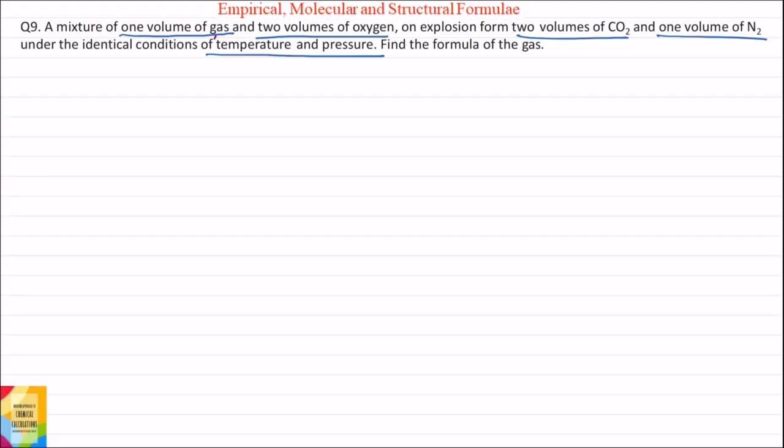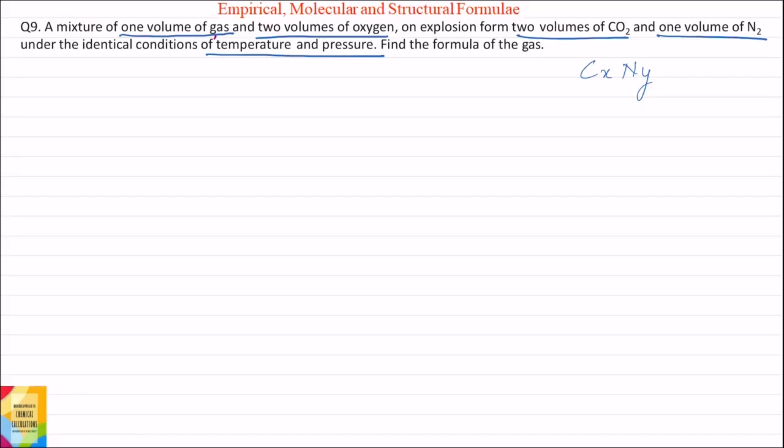क्योंकि ये गैस ऑन रिएक्शन विद ऑक्सीजन कार्बन डाइऑक्साइड और नाइट्रोजन फॉर्म कर रही है, इसलिए ये जो भी गैस है इट इज मेड अप ऑफ कार्बन एंड नाइट्रोजन. तो इसका मॉलिक्यूलर फॉर्मूला हम लिख सकते हैं CxNy. x रिप्रेजेंट करता है नंबर ऑफ मोल्स ऑफ कार्बन और y रिप्रेजेंट करता है नंबर ऑफ मोल्स ऑफ नाइट्रोजन.